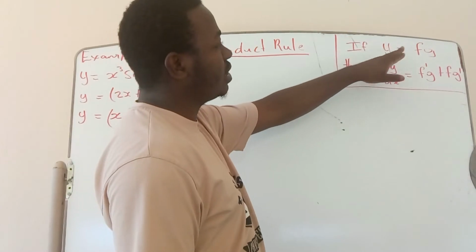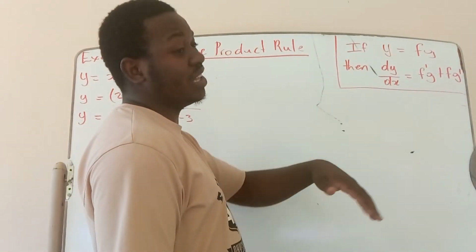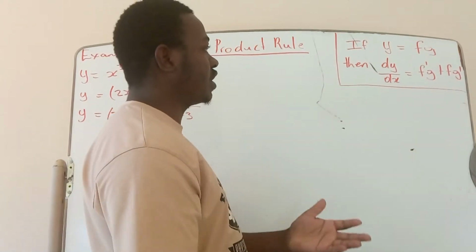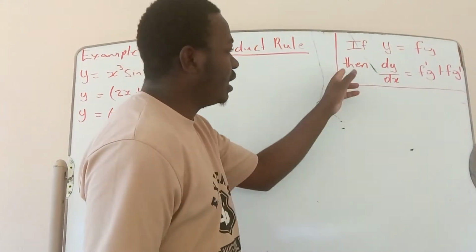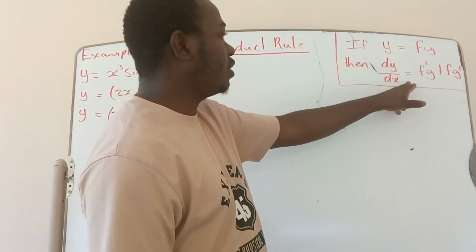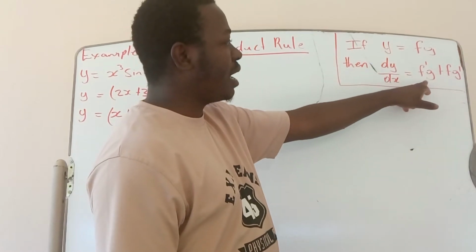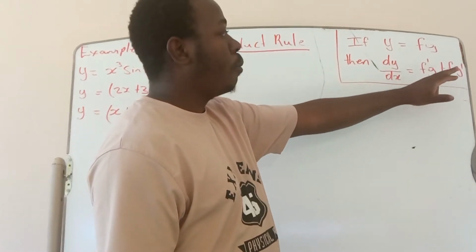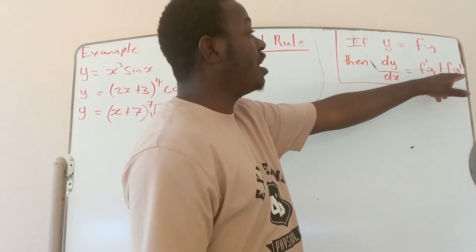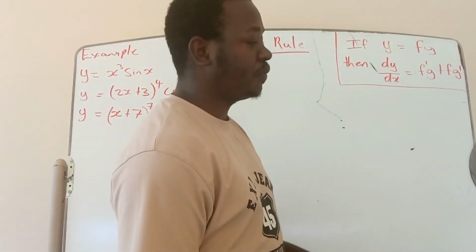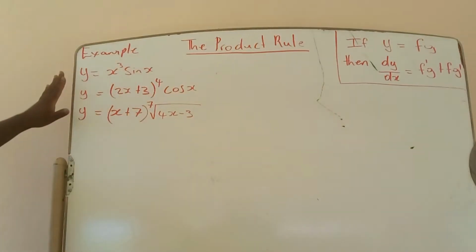If y is equal to f times g, so let's say you have two functions, f of x multiplied by g of x, and you want to differentiate these functions, then dy by dx is equal to the derivative of the f function multiplied by the g function plus the f function multiplied by the derivative of the g function. And let me just show you how this works by working these three examples over here.